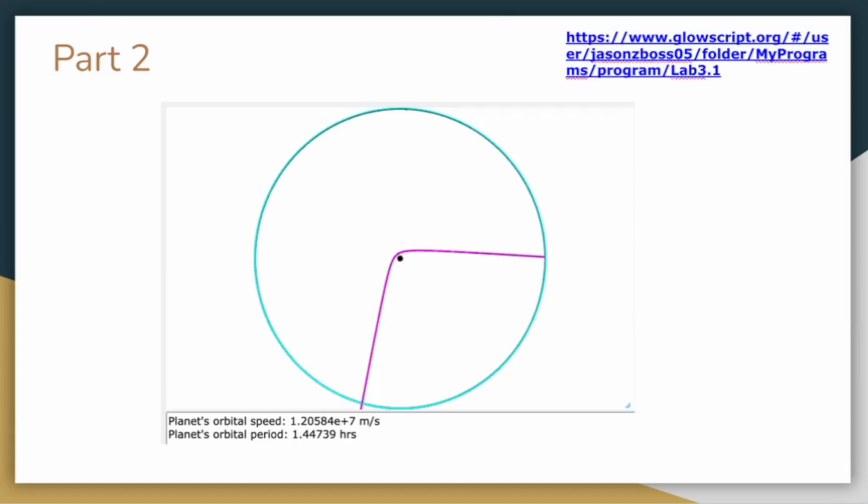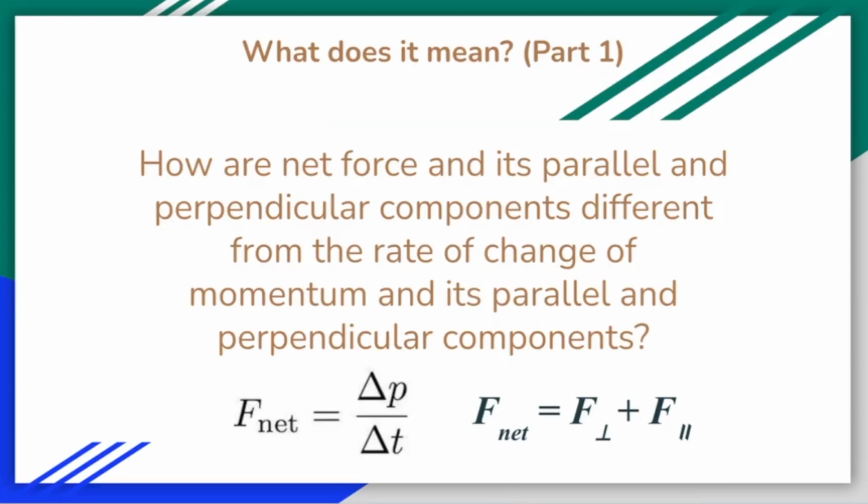This is the result for our GlowScript code. The cyan circle represents the planet's orbit, whereas the purple line represents the ship's trajectory with the initial velocity we found. We see that the ship was able to successfully escape the black hole.